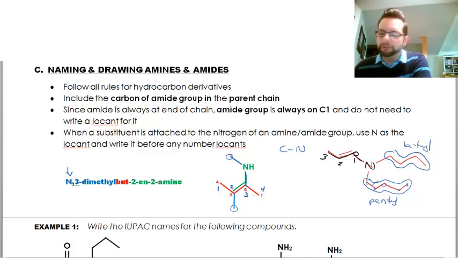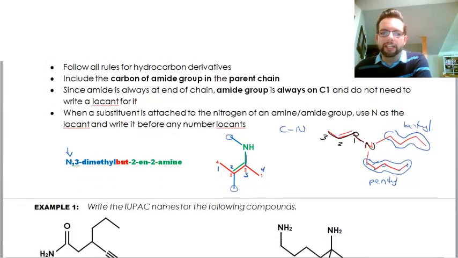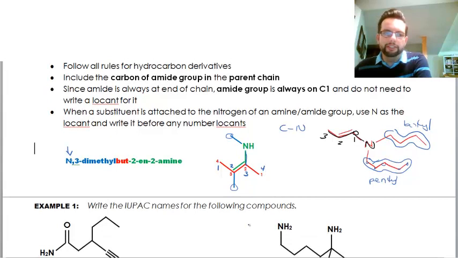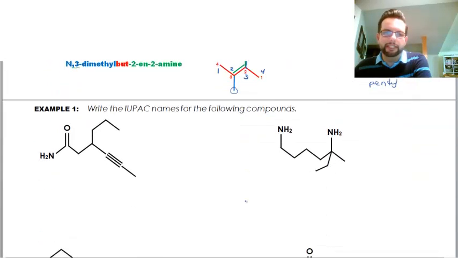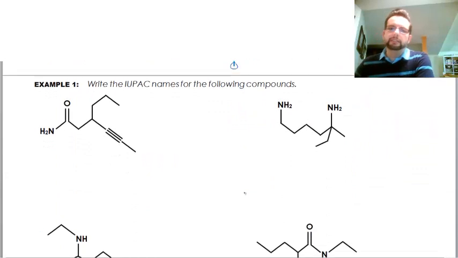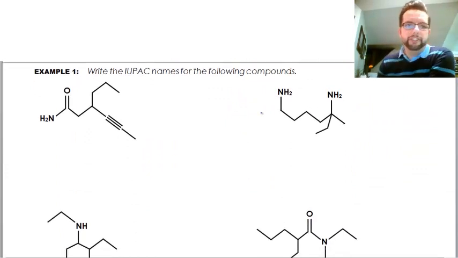Again, let's go through some examples. It gets really more complex when we're talking about amines as opposed to amides. So let's look at some examples. First things first, we have to identify what kind of molecule this is, and this is in fact an amide, because here's my functional group right there. That's your amide.